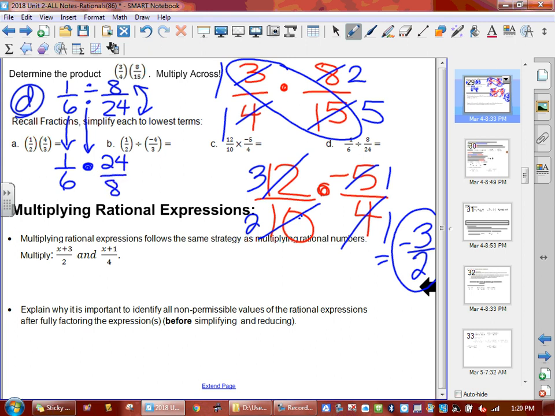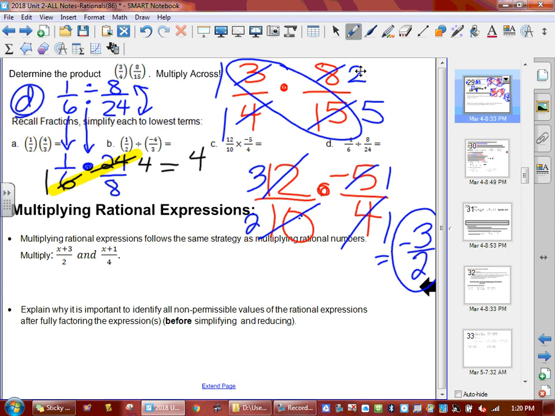Okay? Now we're going to look diagonally, and we're going to see if there's anything here that can cross cancel. They both divide by 6? Yeah, they both divide by 6. So 6 divides by himself once, 24 divides by 6 4 times. So we're going to have on top 1 times 4 to give us 4. On the bottom, 1 times 8 to give us 8.